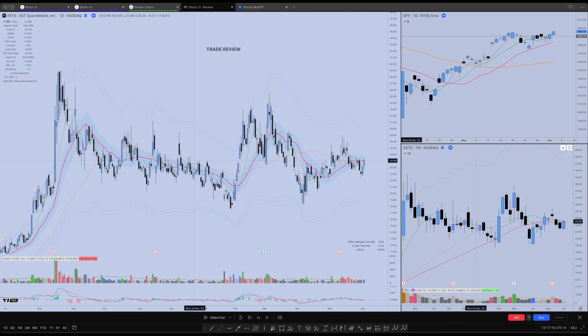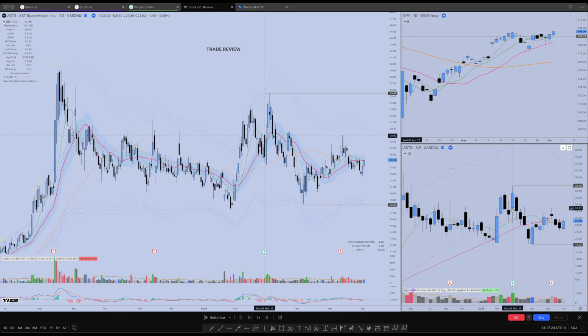So what are we looking at here? What are we encapsulated by? First off, we've got a high here and we've got the low here. So this is basically the swing. This is the range that I'm looking to check the market within, or to watch the market within.